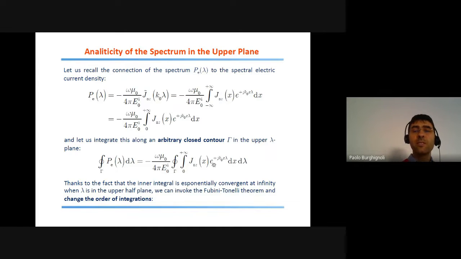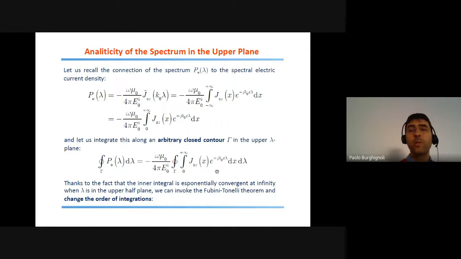Now note that since x assumes only positive values, the exponential function that is contained inside the inner integral is a function that tends to 0 exponentially when x goes to plus infinity, if lambda is a complex number with a positive imaginary part, that is, if we are working inside the upper half plane of the complex lambda plane. If we are integrating in that half plane, therefore, the inner function is integrable, and we can use the theorem of Fubini and Tonelli, which allows us to reverse the order of integrations.